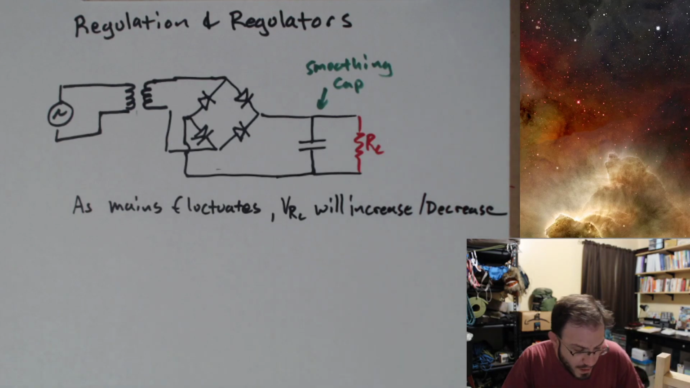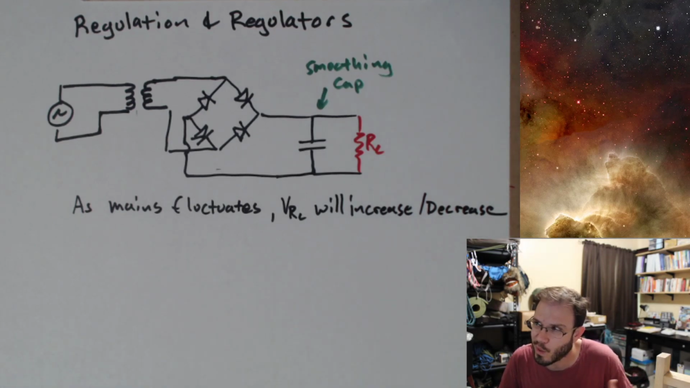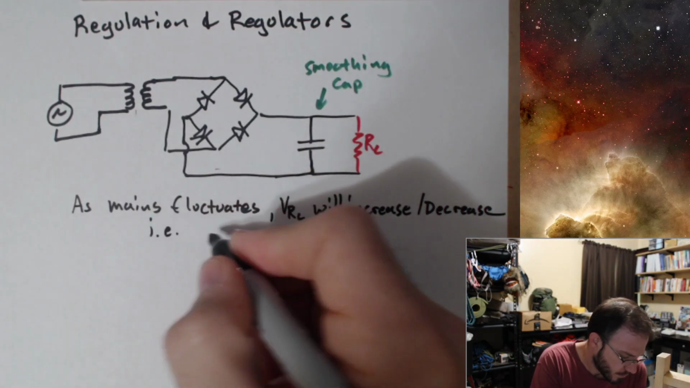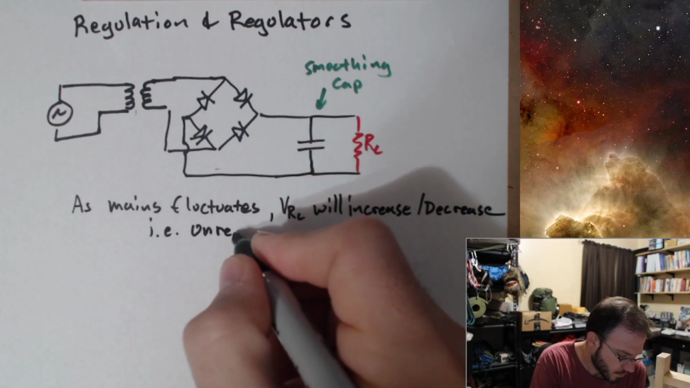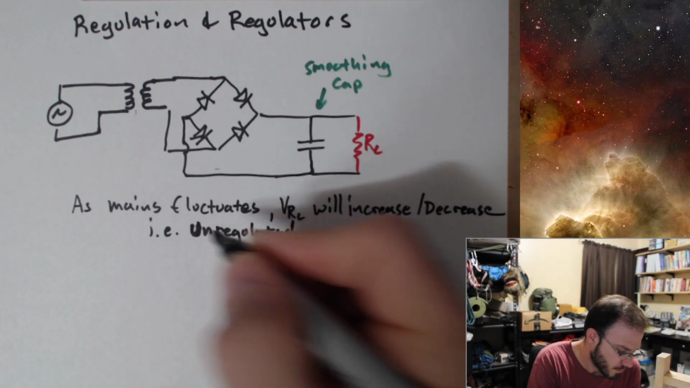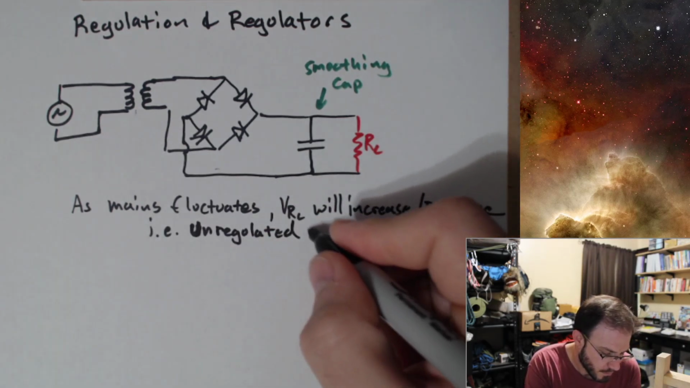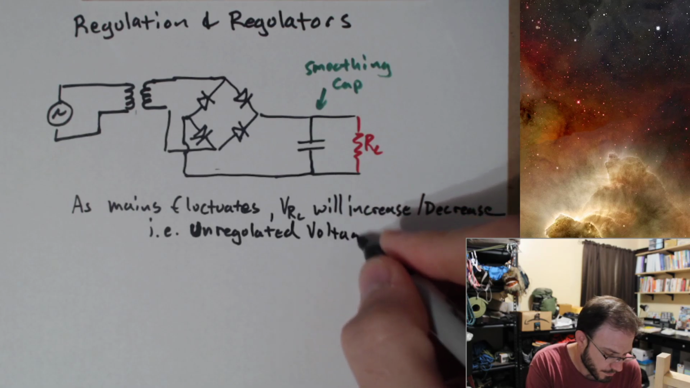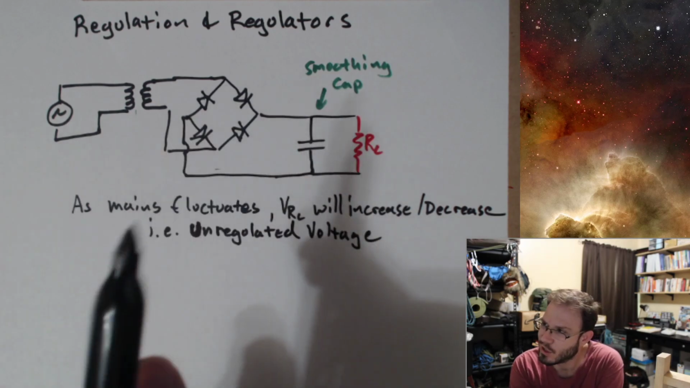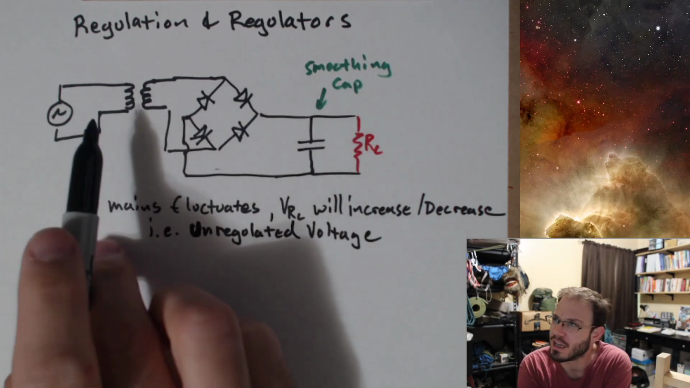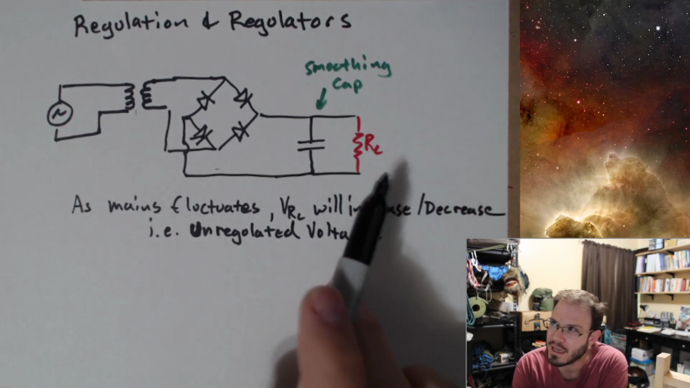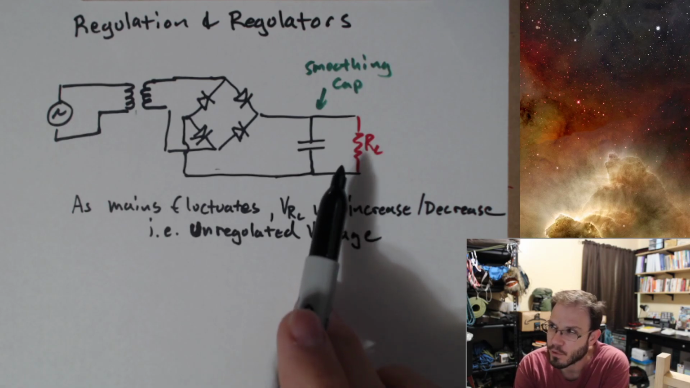Okay, and the reason is we consider this to be unregulated power. So with this circuit here, we're always going to be at the mercy of what happens here. So we wouldn't be able to actually run a device off of this DC voltage yet.